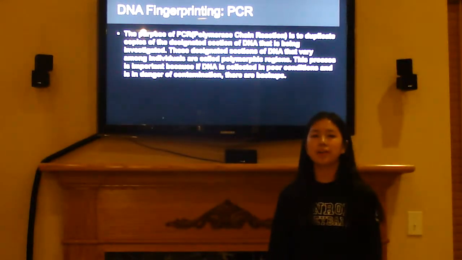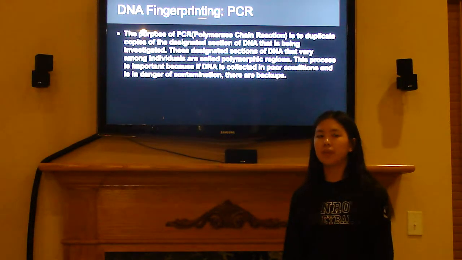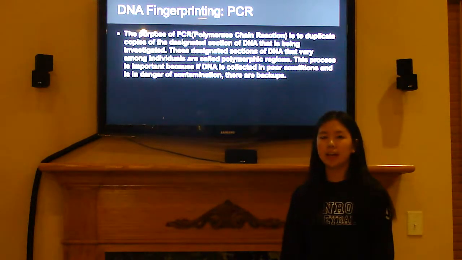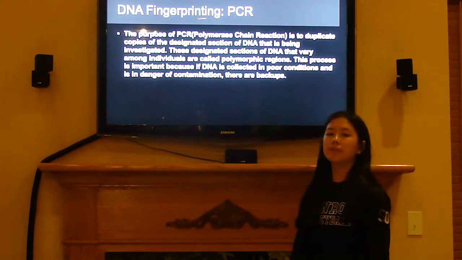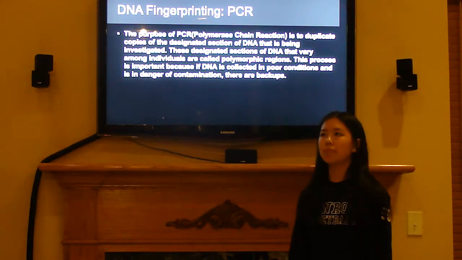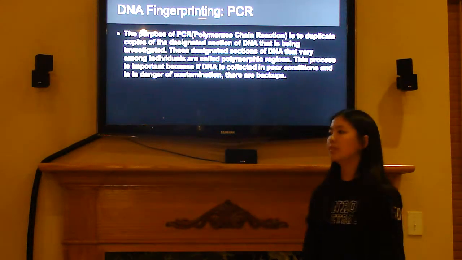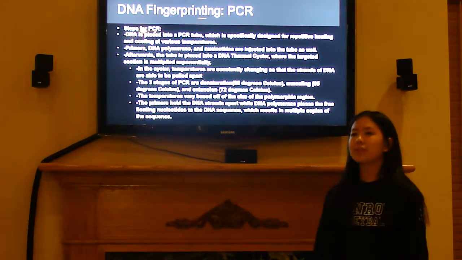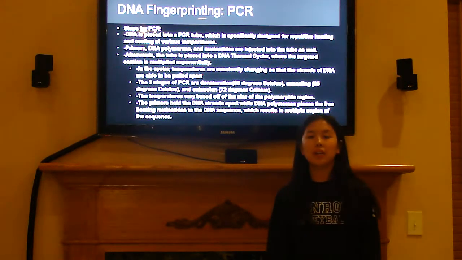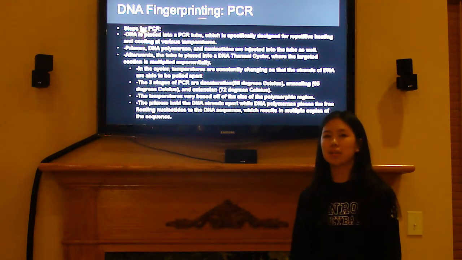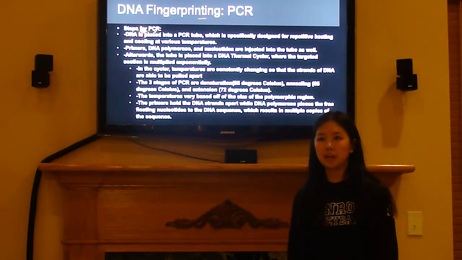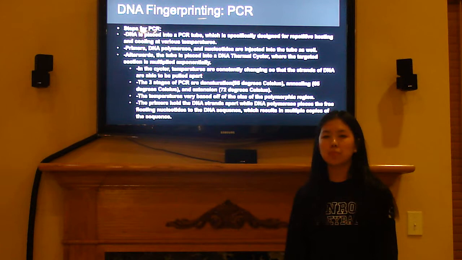The purpose of PCR is to create multiple copies of the polymorphic region. The polymorphic region is a section of DNA that scientists want to study. It is important because if DNA is contaminated, there are multiple copies to back up. The following are steps for PCR. To begin with, the extracted DNA, primers, DNA polymerase, and floating nucleotides are placed into a PCR tube. This PCR tube is then put into a DNA thermocycler. The DNA thermocycler rotates temperatures periodically.